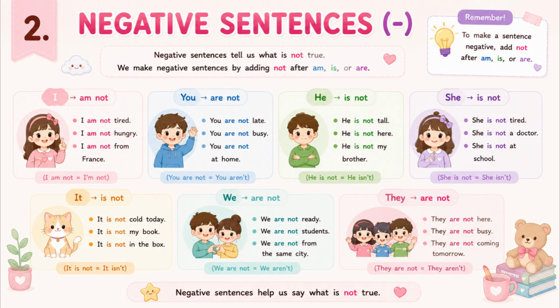Now let's learn about negative sentences. Negative sentences tell us what is not true. To make a sentence negative, we add not after am, is, or are. Let's look at some examples. I am not. I am not tired. I am not hungry. I am not from France.